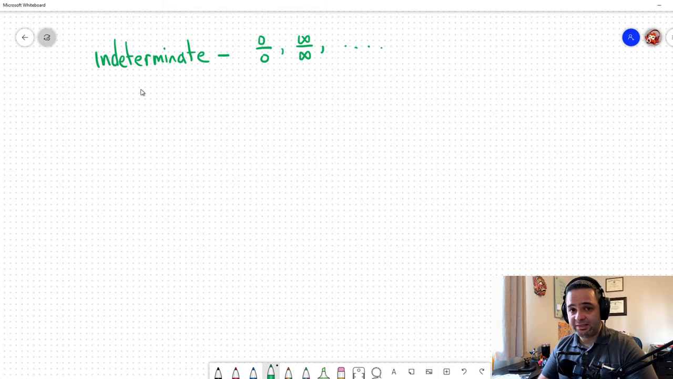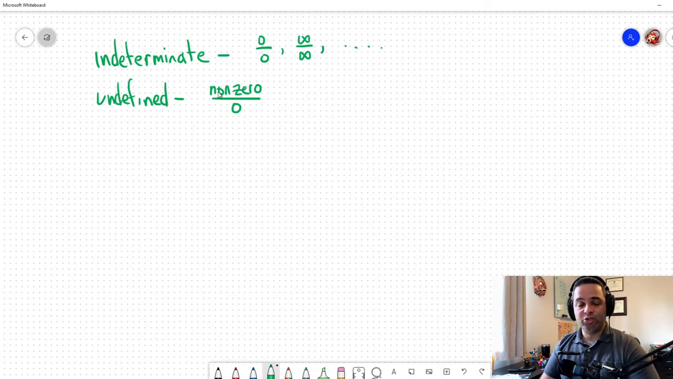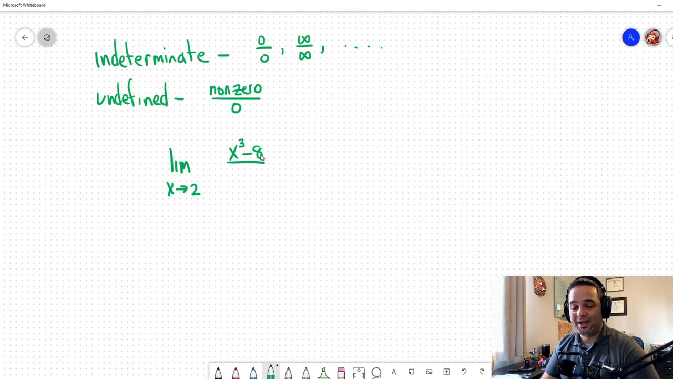This is completely different from saying something is undefined. Undefined is a non-zero number divided by 0. That is not the same as saying that something is indeterminate. So we had one in our limits notes, which was the limit as x approaches 2 of x cubed minus 8 over x minus 2.